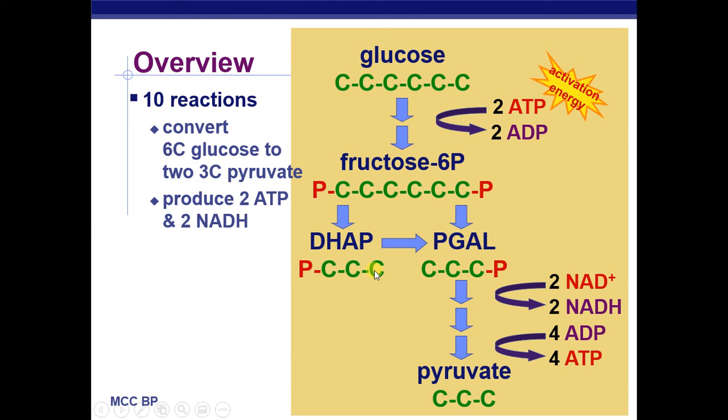So in glycolysis, we have to actually put in ATP to get it started, that activation energy. But at the end, we make 4 ATP and 2 NADH. Remember, think of these as high energy electrons, stored energy. And we get pyruvate. So this is just kind of an overview.